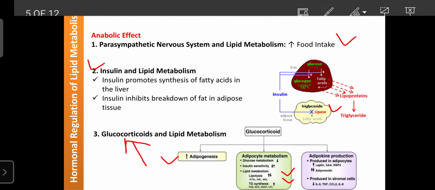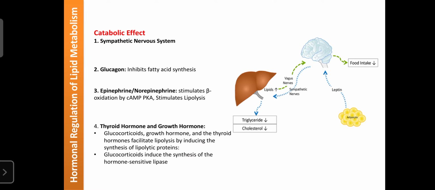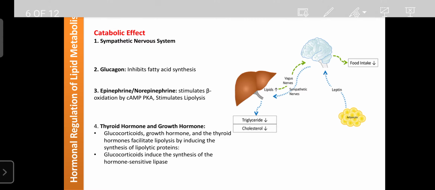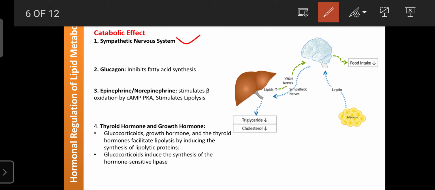Now we can concentrate on the catabolic effect of the hormones. Those hormones are involved in decreasing the lipid depot or the formation of lipids. These are the sympathetic nervous system, glucagon, epinephrine, norepinephrine, thyroid hormones, and growth hormone. They decrease the deposition or synthesis of lipids.